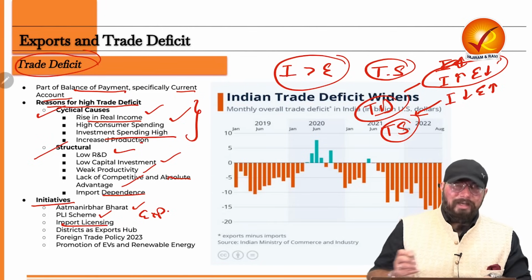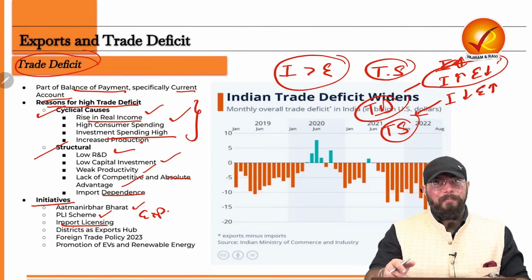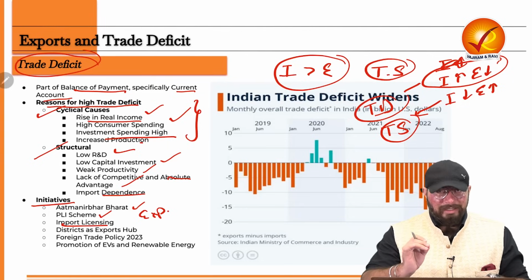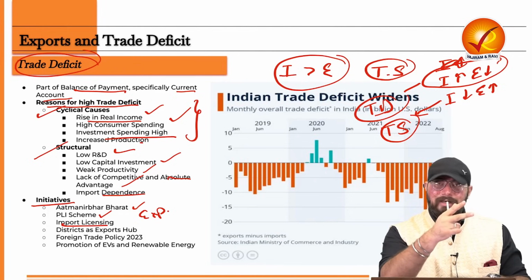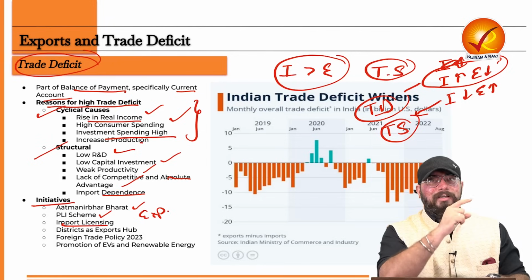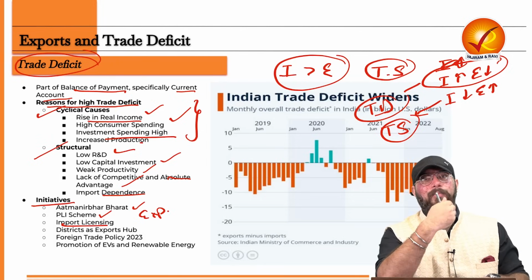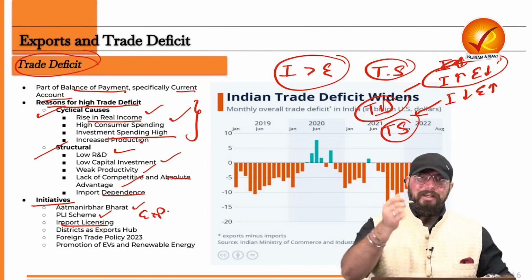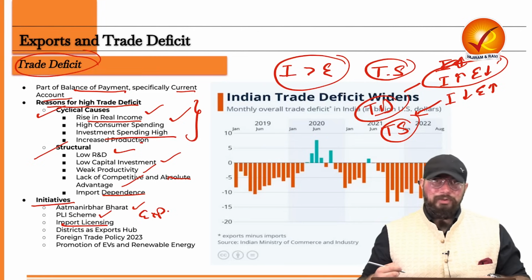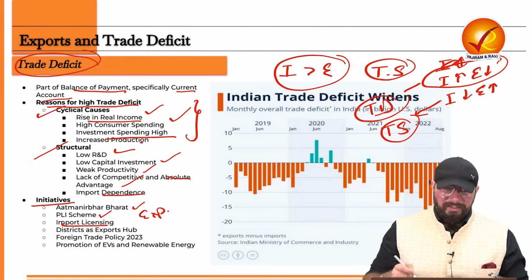Now the import licensing. If you remember, a few months back, India had imposed import licensing on imports of PCs, tablets, laptops, right? So when import licensing is imposed, that means you are restricting the imports into the country. When you are restricting the imports, eventually your trade deficit problem will be solved. So that is also one of the initiatives.